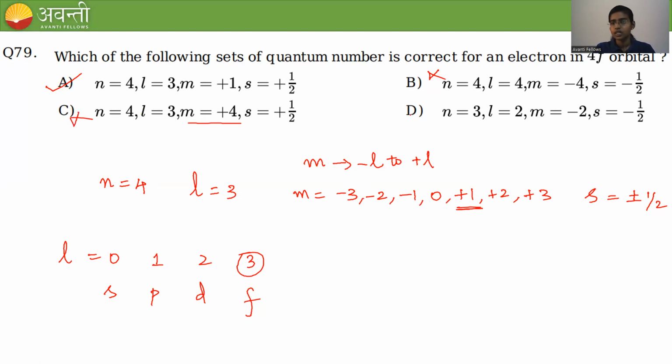And in option D, for the 4f orbital, the n value is itself wrong here. So option D is also not the answer. So option A is the correct answer for this. Okay.